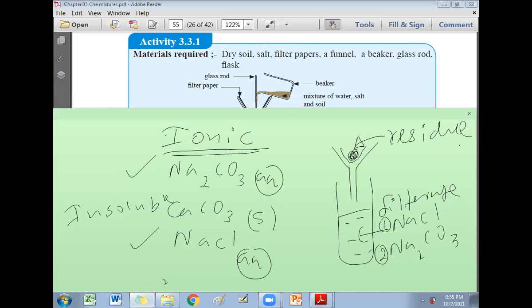Example: sodium chloride, calcium chloride, magnesium chloride. Group 1 and group 2. Again, I am repeating this. Group 1, all the compounds are soluble in water, forming a homogeneous mixture. Sodium chloride, potassium chloride, lithium chloride, sodium carbonate, potassium carbonate, any compound of group 1 metals is soluble in water. But group 2 metals, calcium carbonate, magnesium carbonate, group 2 metal carbonates are insoluble.